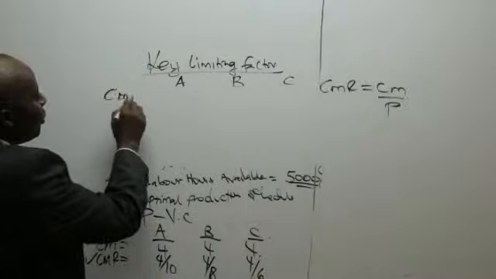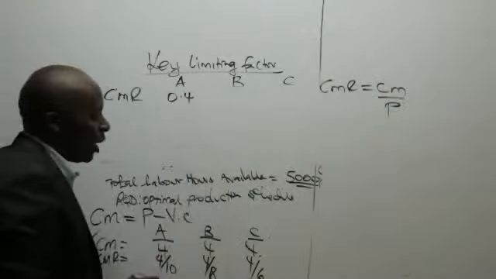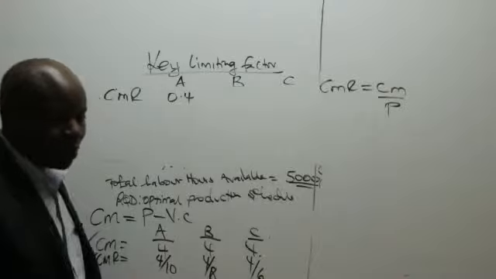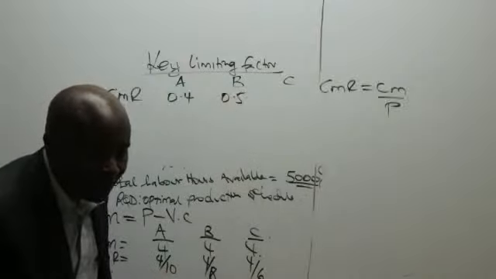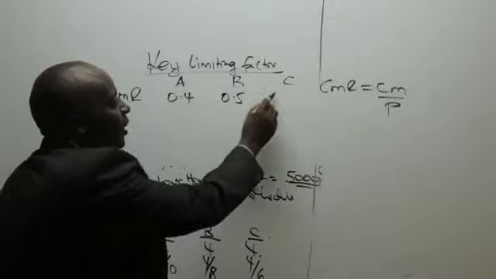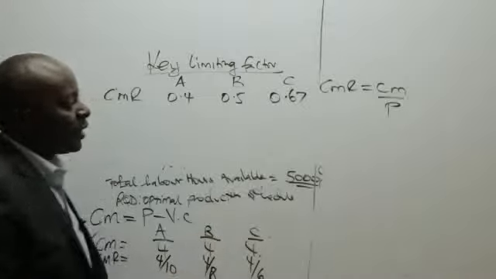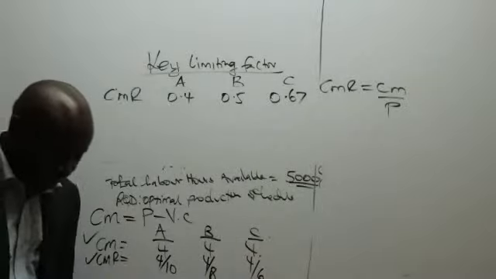So the contribution margin ratio for A, I'm being told, is 0.4. For B, I'm told it is 0.5. For C, what do we have there? Somebody? 0.67.